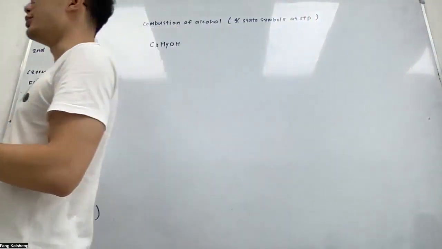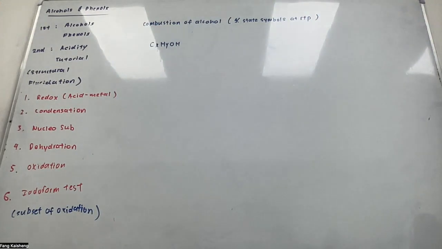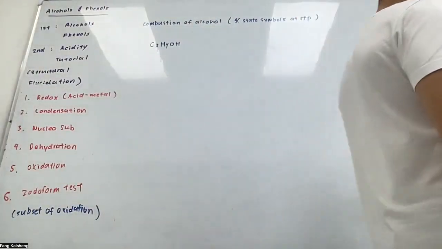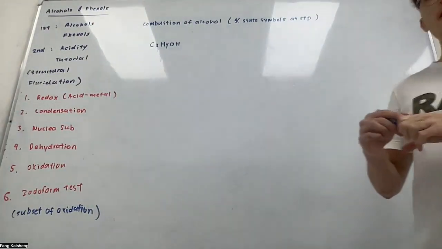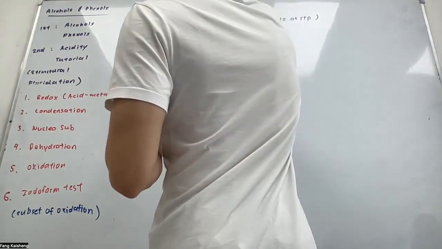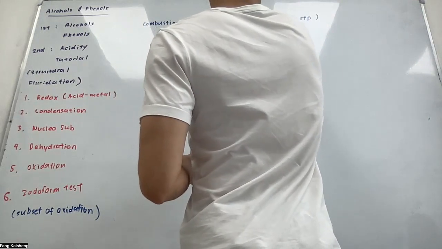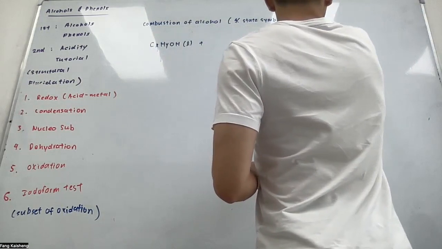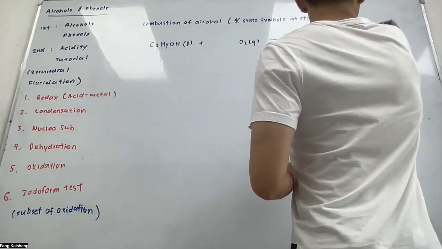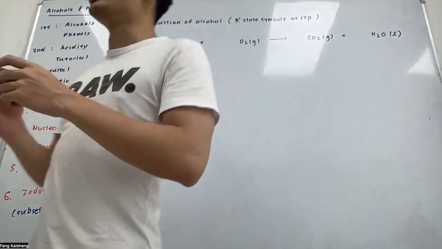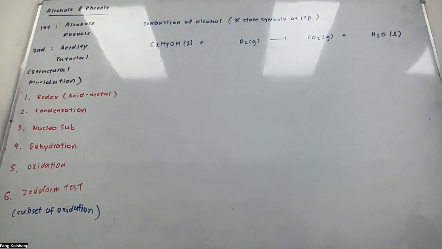The coefficients must still use x and y. No choice, because you don't know what x and y are. But anyways, we can roughly gauge the products and the reactants. If you add oxygen, you should get carbon dioxide and water.